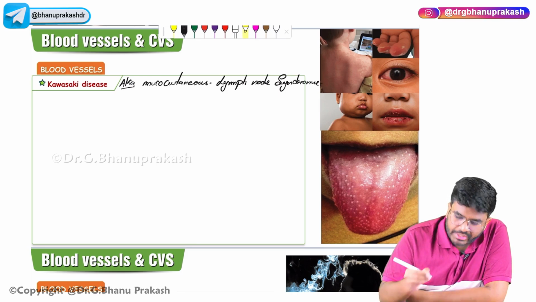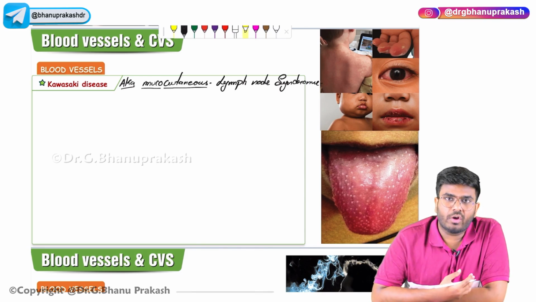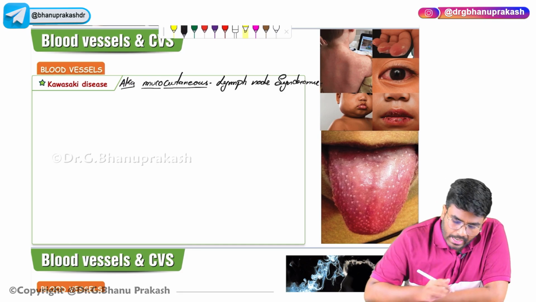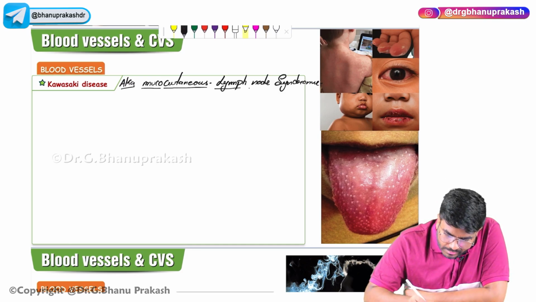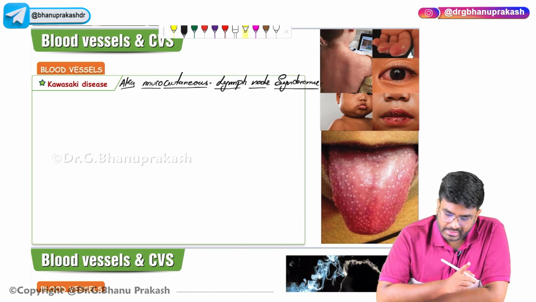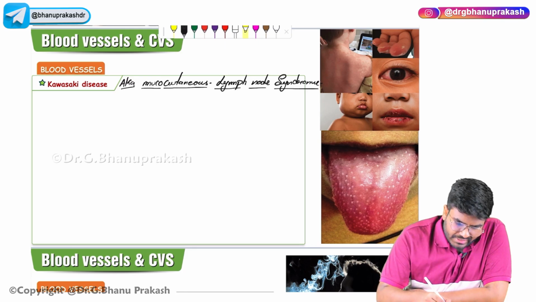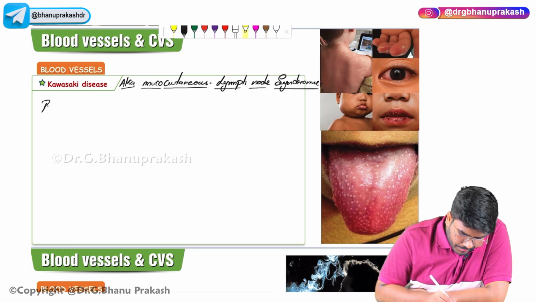Okay, so mucocutaneous lymph node syndrome. In the name itself, it's mucocutaneous. The mucosal membranes and the skin are going to be involved, and the lymph nodes in the baby are going to be affected. So mucocutaneous lymph node syndrome. Next, see, it's a pediatric vasculitis, guys.